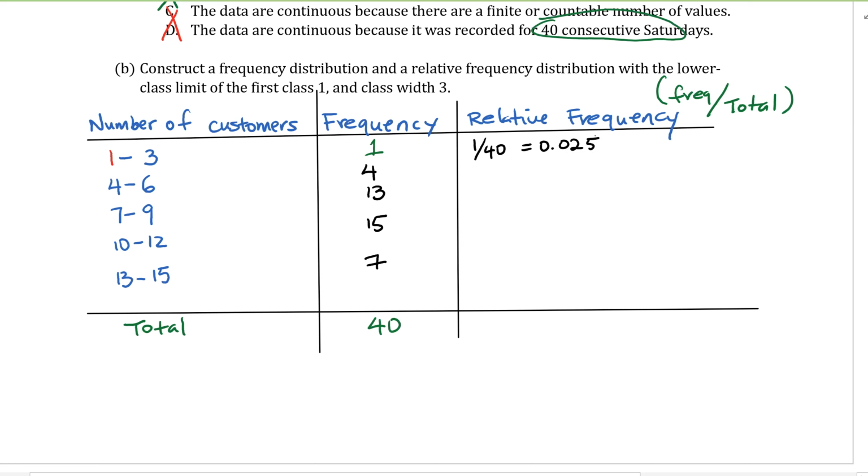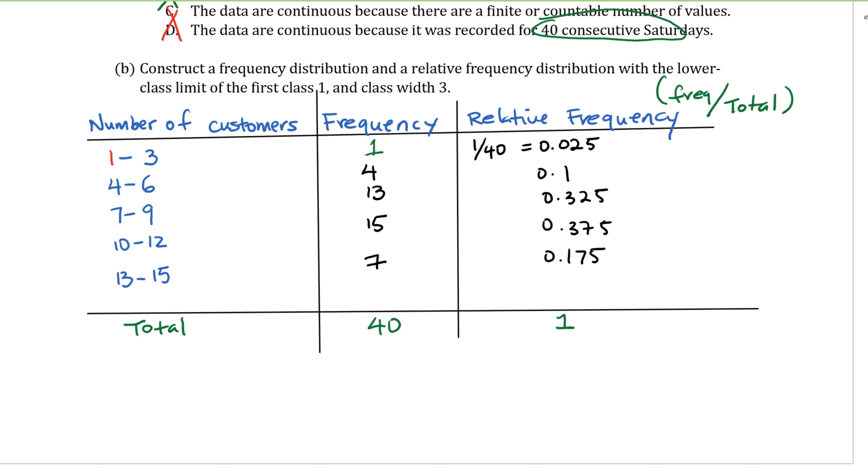And then 4 over 40 will get 0.1. 13 over 40 will get 0.325. And then 15 over 40 will be 0.375. 7 over 40 is going to give me 0.175. And when you add the total together here, you will get 1. Relative frequency totals always add up to 1, or in other words, 100%.